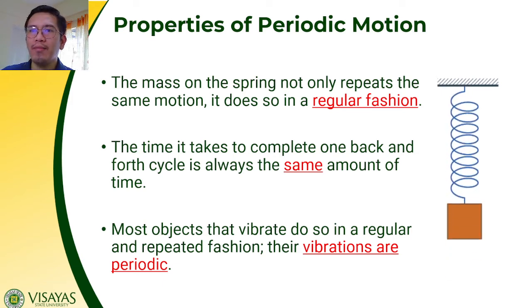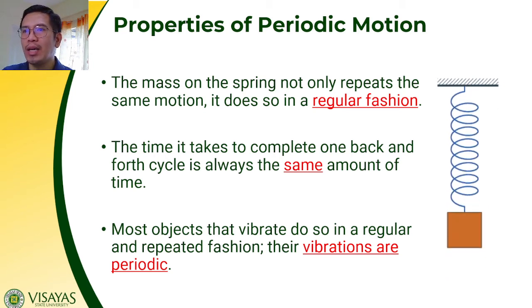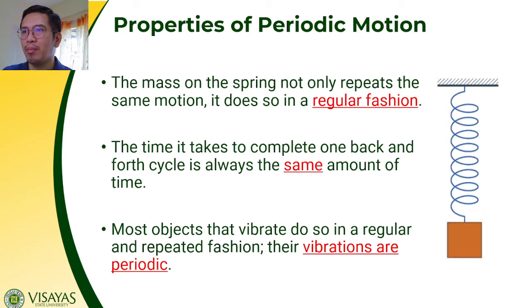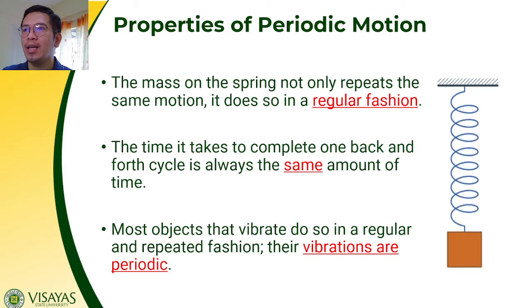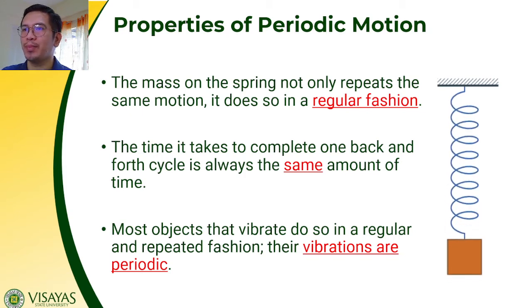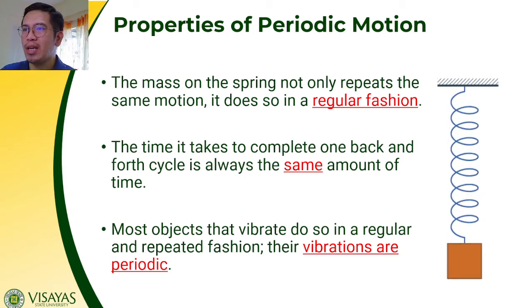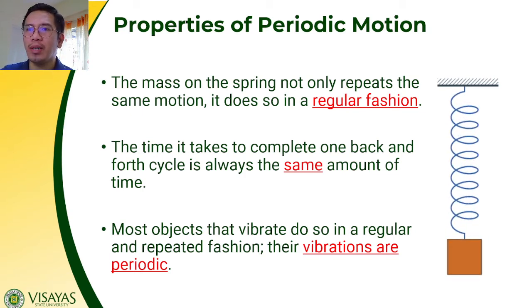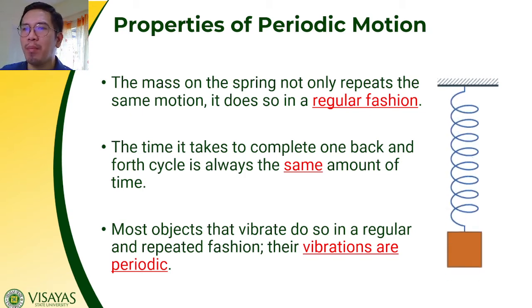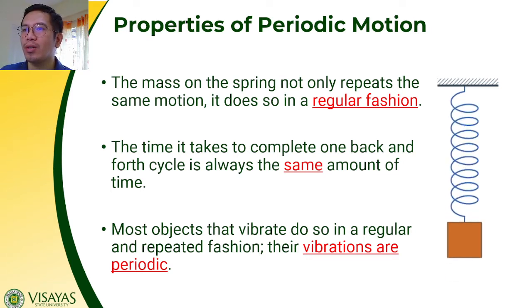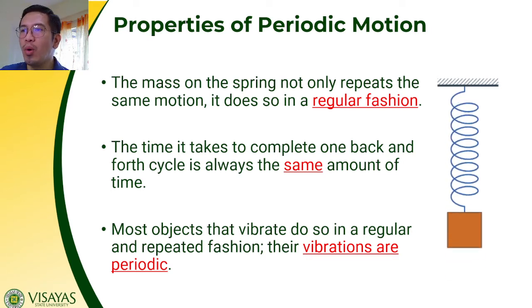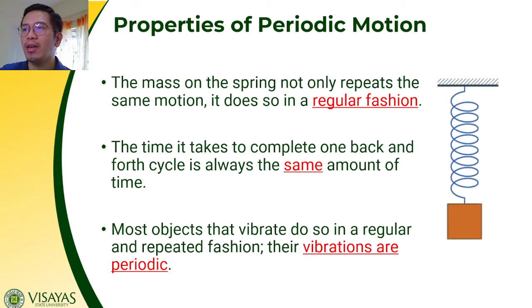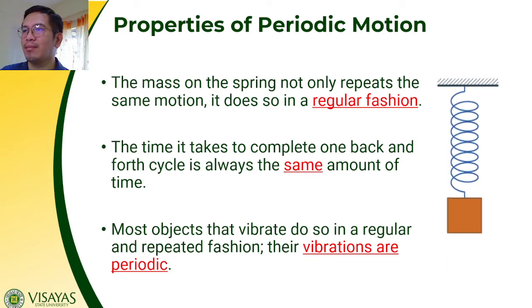A vibrating object is wiggling about a fixed point, as you can see on your screen. Like the mass on a spring in the animation, a vibrating object is moving over the same path over the course of time. Its motion repeats itself over and over again.